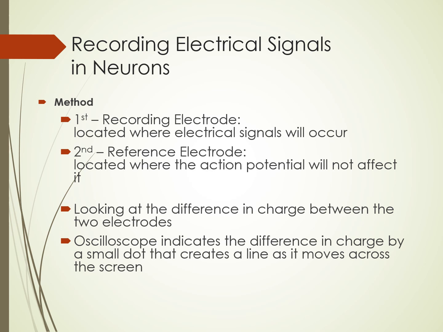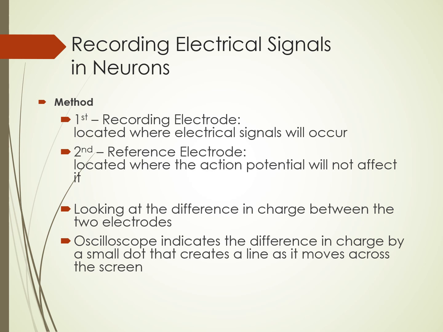And the way they do this is they'll have a recording electrode that's located where it can actually measure what's happening within that axon. They say it pokes through the axon, but it's actually just right next to it, where it can record and be affected by what's happening within that axon, so where the electrical signals are going to occur. And then we're going to have a second electrode, a reference electrode that's off somewhere in the extracellular fluid, where that action potential, that change in electrical potential, will not affect that particular electrode.